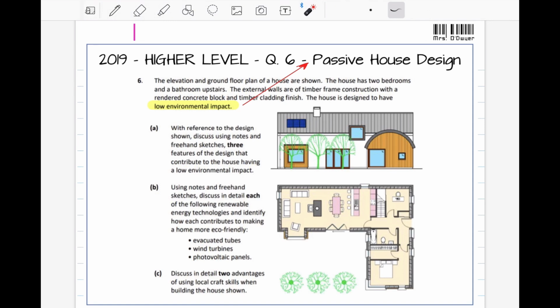And the 3 items it separates out or discusses are evacuated tubes, wind turbines, and photovoltaic panels. Okay, so we need to talk about them. And then the last bit was discuss in detail 2 advantages of using local craft skills on building the house. Now, the issue with that particular element of the question is the potential for waffle is massive. So we need to pin down how exactly that should be written out and how it should be discussed in order to generate marks.